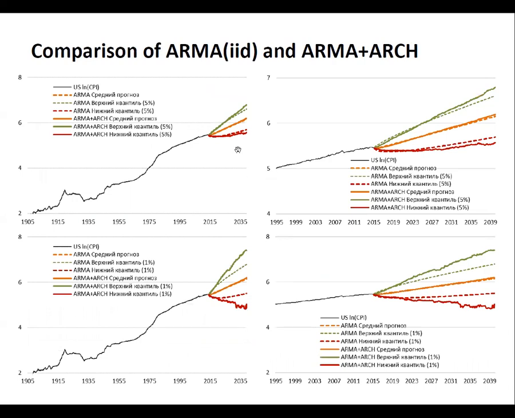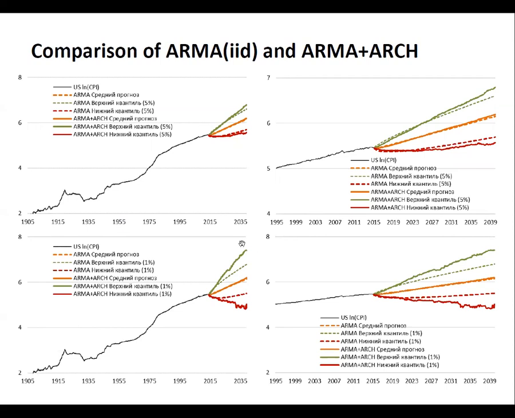These graphs show a comparison of ARMA plus ARCH interval forecasts with ARMA interval forecasts. The dotted line is our forecast for ARMA. The solid line is the forecast for ARMA plus ARCH. The top two graphs are 5% quantiles. The left graph is the data for the entire history. The right graph is the data enlarged. That is, the left and right graphs are the same, only enlarged.